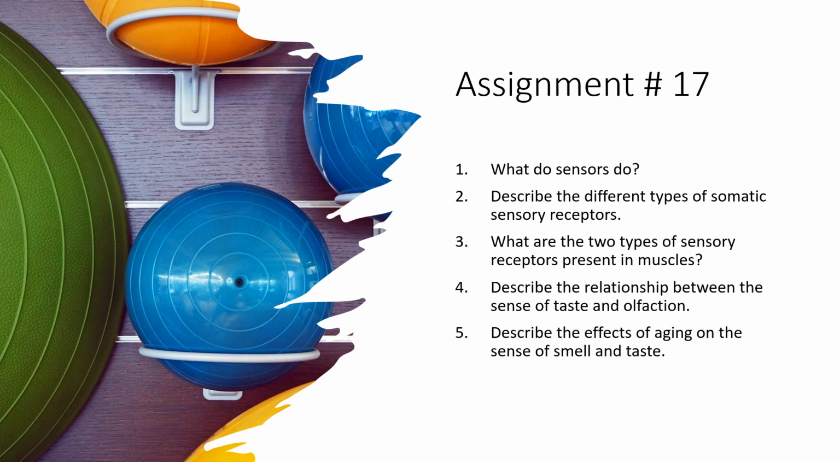For number 3, what are the 2 types of sensory receptors present in muscles? For number 4, describe the relationship between the sense of taste and olfaction. And for number 5, describe the effects of aging on the sense of smell and taste. Now, this assignment is due on Sunday, this coming Sunday at 11:55 p.m.